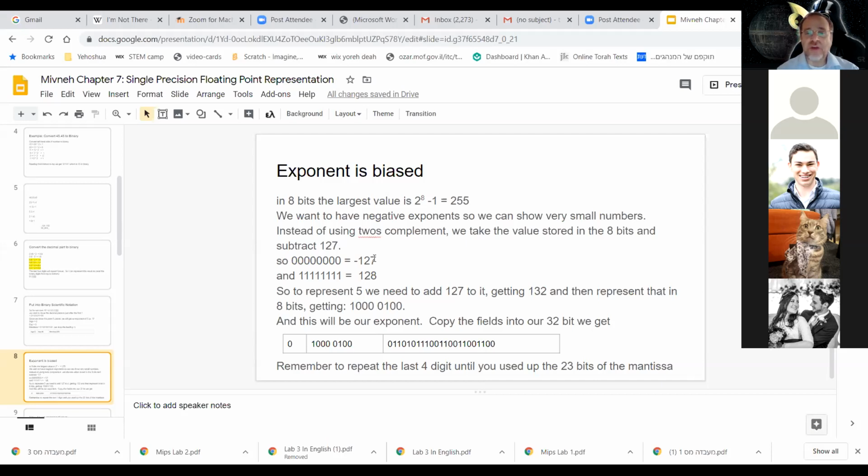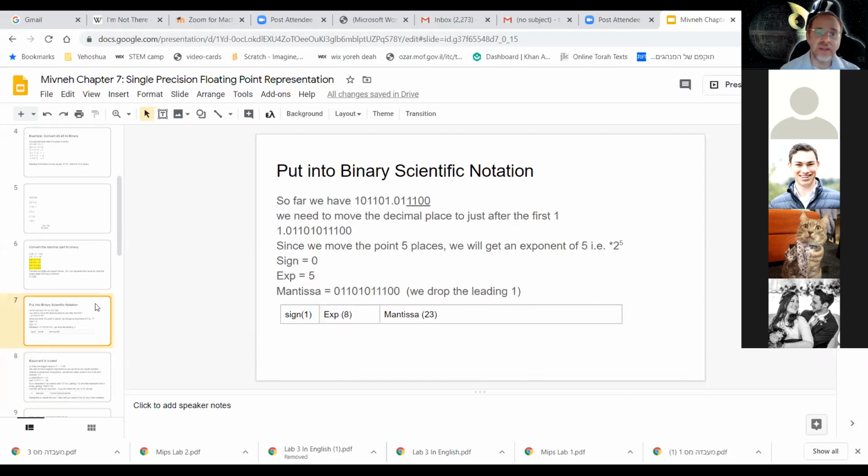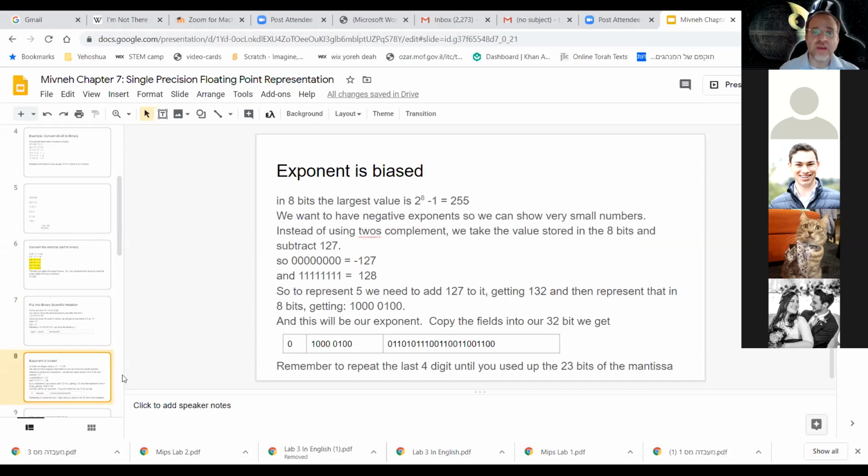Anyway, so to represent 5, we need to add. So let's say we want to do 5. That's our example, right? We had gotten our example. The exponent was 5 here. The sign was 0. The exponent was 5, and the mantissa was this number. So how are we going to represent that 5 in binary, in this system? Since we're going to take away 127 from it, let's write 132. And when we take 127 away from it, we'll get 5.